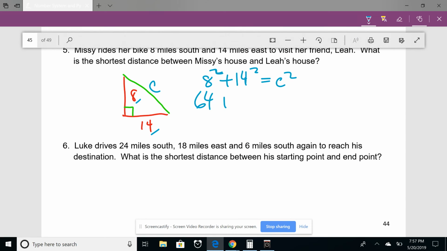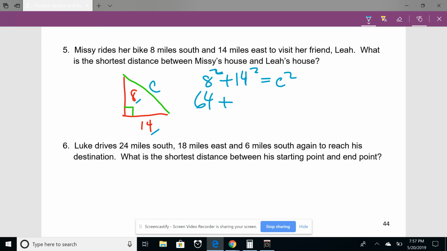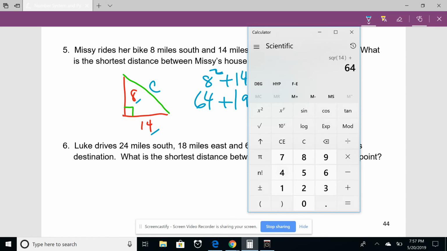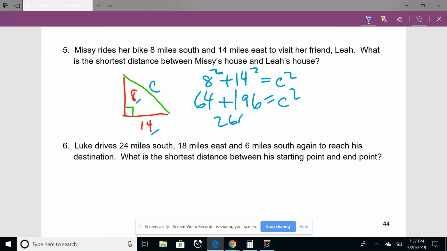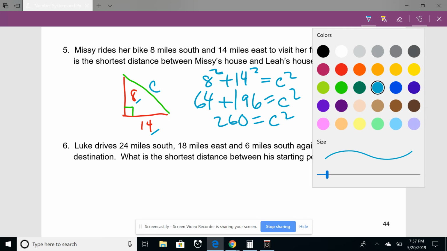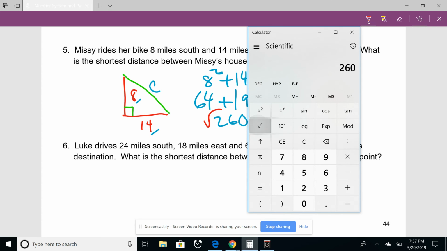64 plus 196. Add them together is 260. Take the square root of both sides, and you get C is about, let's see, I don't think it's a perfect square, 16.1.